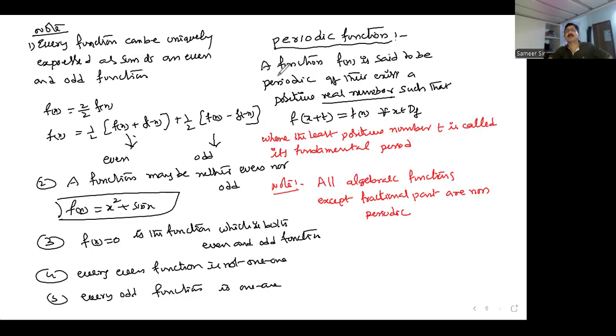क्या इंटरेस्टिंग वन, सिंपल। a function f of x is said to be what, periodic, जो अभी मैंने कहा था, if there exists a positive real number t such that f of x plus t is equal to f of x. यार ये t कैसा रहना चाहिए, least positive रहना चाहिए real number, then you can say that fundamental period, right.